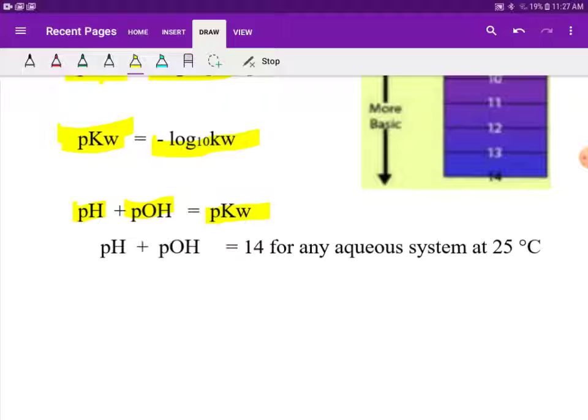Please write or study: pH plus pOH is equal to pKw. That means pH plus pOH is equal to 14 because pKw is 14 for any aqueous system at 25 degrees Celsius.